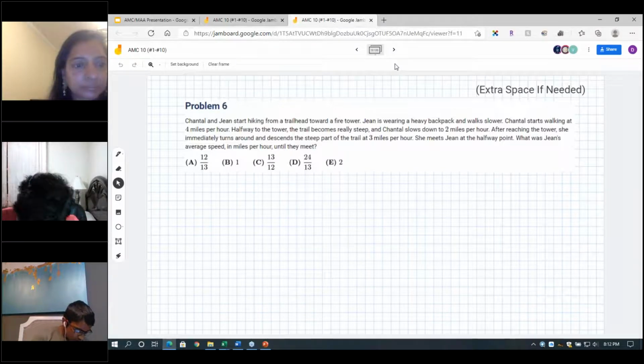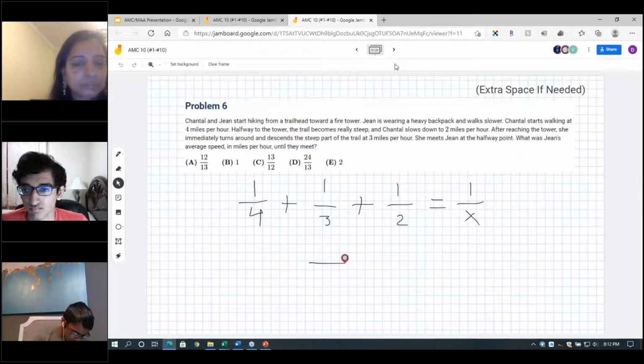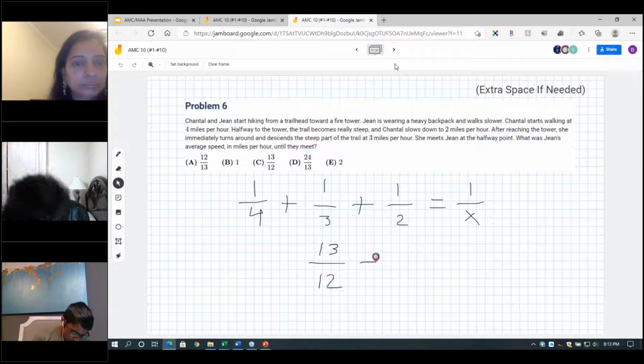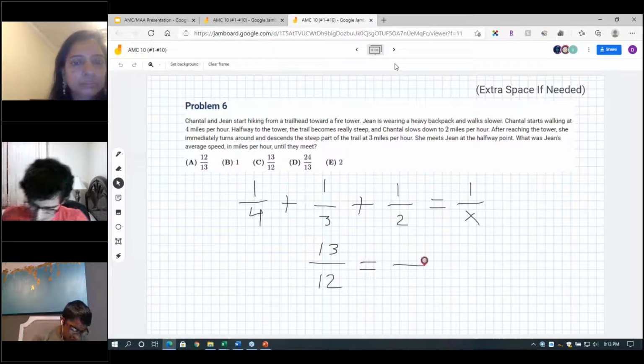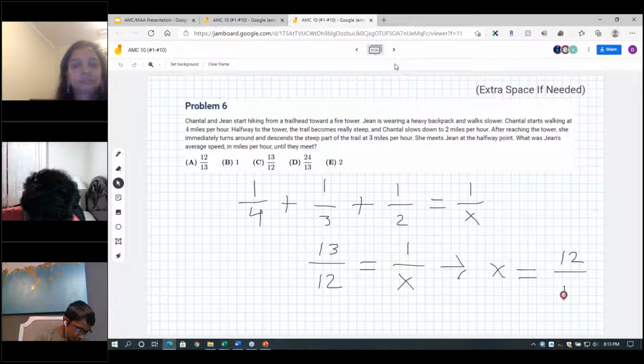So what we can do is divide everything by d. So we have 1/4 plus 1/3 plus 1/2 equals 1 over x. Adding up these fractions, we get 13 over 12 is equal to 1 over x. And then if we flip them, we get x, which is Jean's speed, is equal to 12 over 13. So the answer is A.